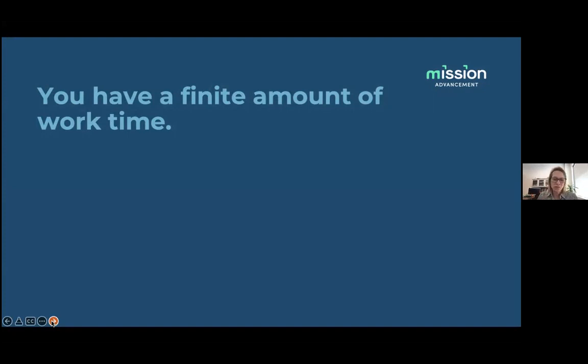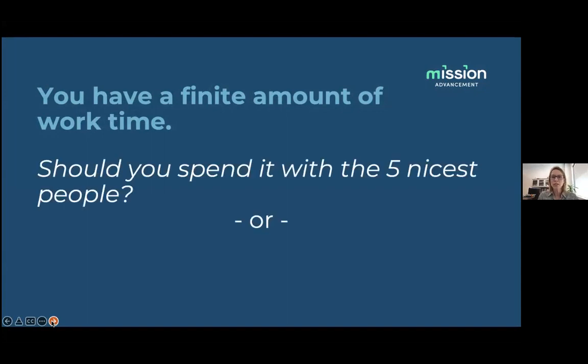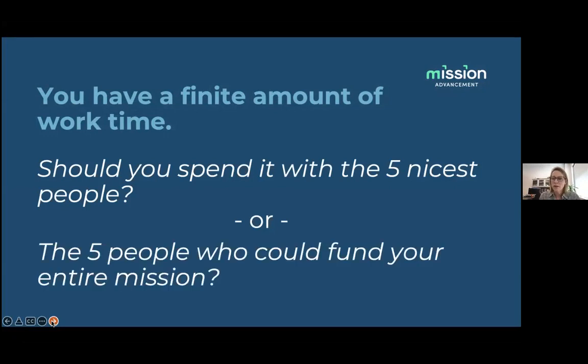Okay, so getting close to wrapping up here, but you have a finite amount of time and all nonprofit staff members are stretched. So as you think about where to spend your time and energy, should you spend it with the 5 nicest people that you could hang out with, or the 5 who could fund your entire mission? So obviously the answer is the latter, but many times we see that nonprofit leaders feel stretched to do this work and they're not sure where to start. So it stands to reason that if your job is to fund your mission, you need to be spending time with people who can help you do that.